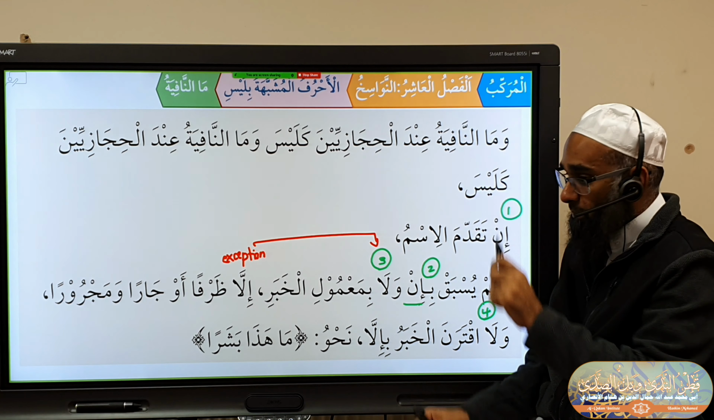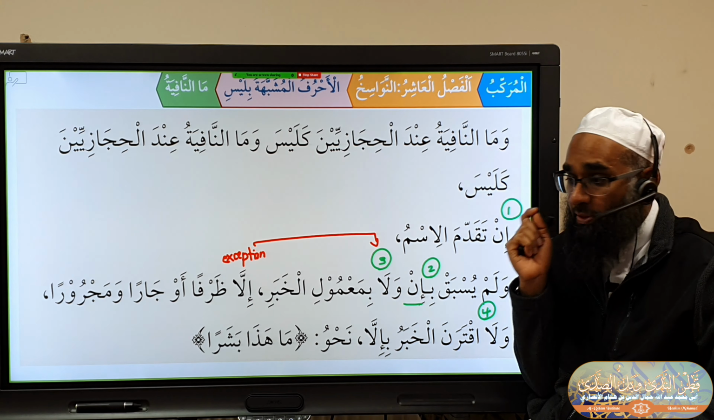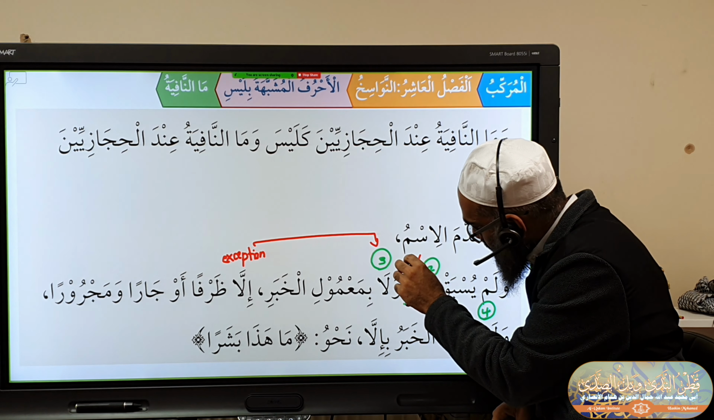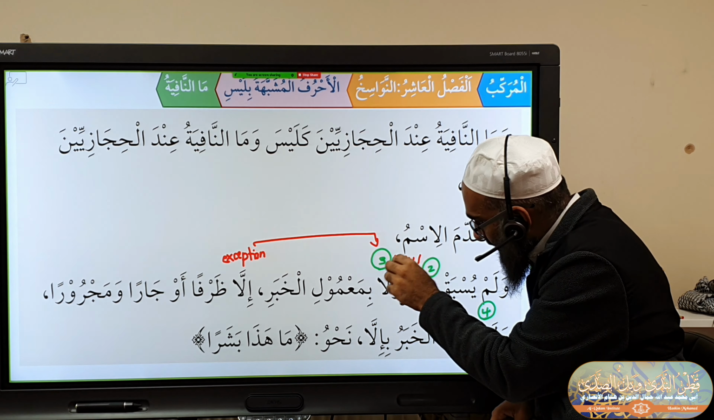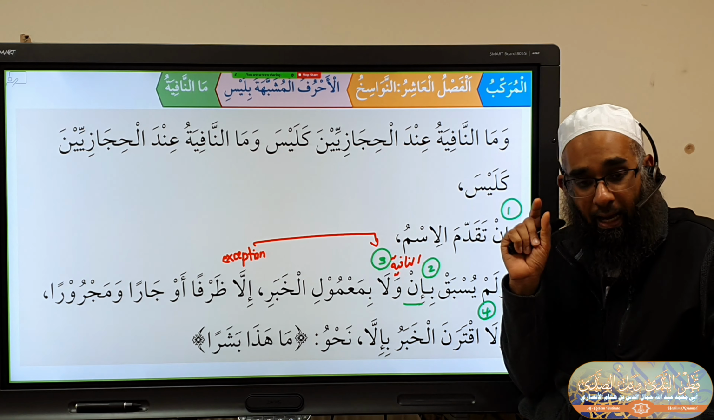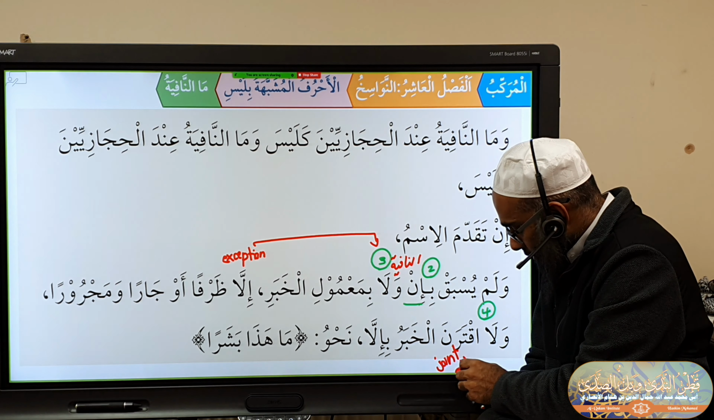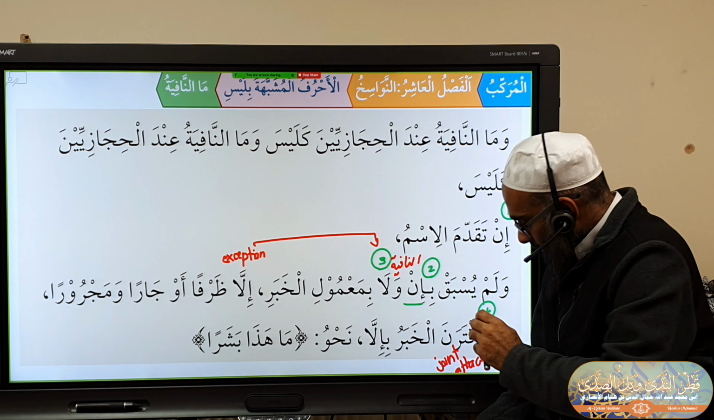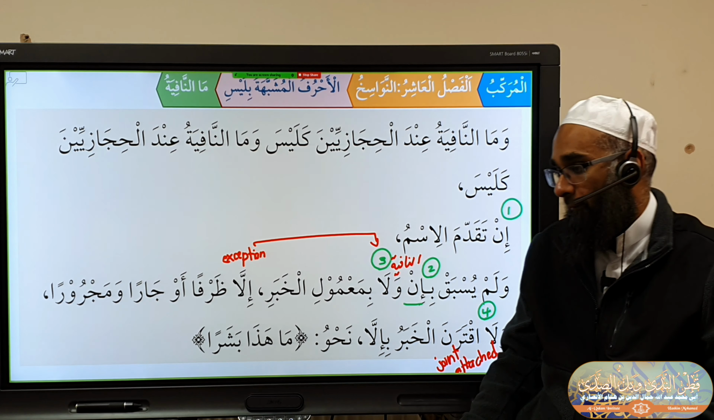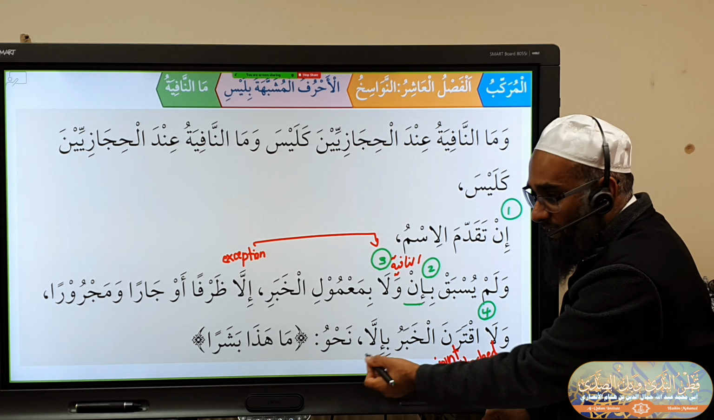On the condition, what condition number one, if the ism comes first. Lam yusbaq, it is not preceded. Sabaqa yasbiqu? To be preceded. It's not preceded by what? In nafiya, what kind of in? It's not preceded by in, nor is it preceded by the ma'mul of the khabar. And number four, the khabar iqtarana, joint, attached. It's not joint, nor is it attached to illa. It's not preceded by in, nor is the ma'mul of the khabar there, nor is the khabar attached to illa.